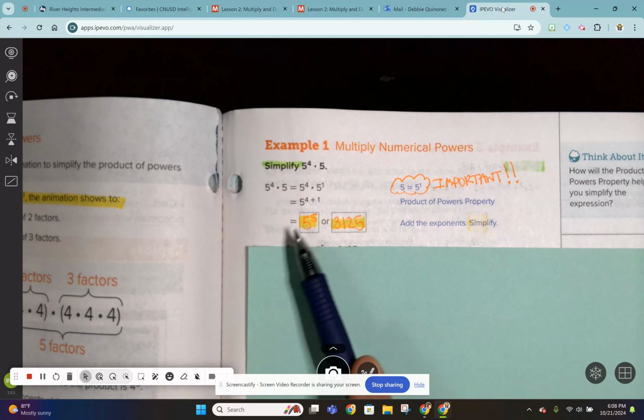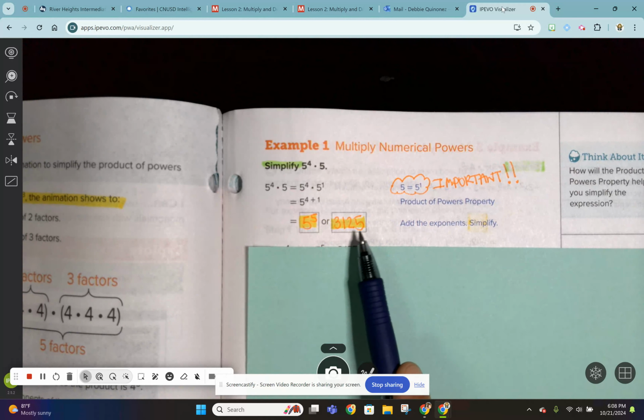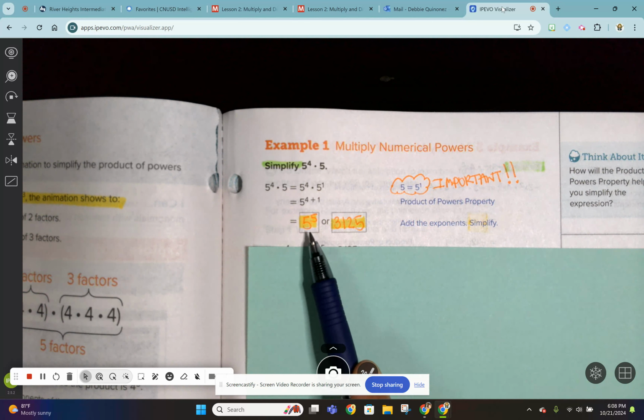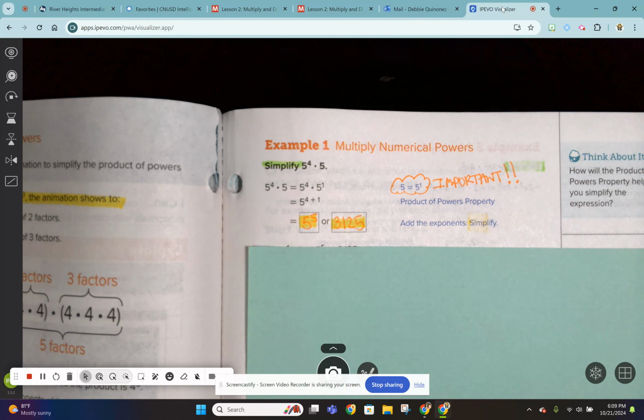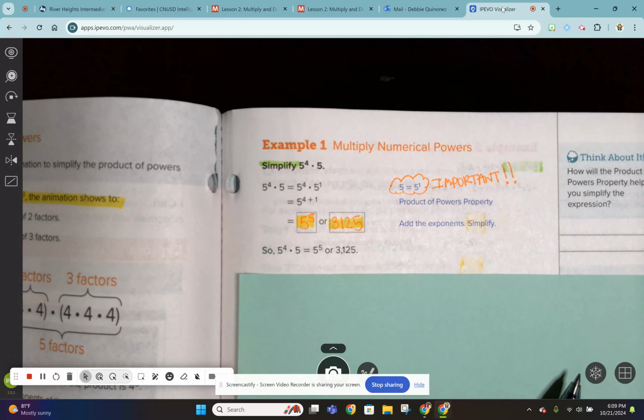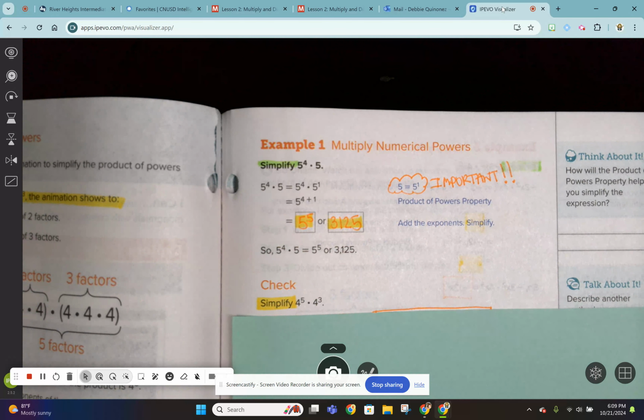If they ask you to multiply it all the way out, you would multiply 5 to the power of 5 using your calculator. But if they're just asking you to simplify it as 1 exponent, then you would leave that as 5 to the power of 5. Okay, and your homework will be specific when they ask you. And we're not using a calculator in class today, but you will definitely be allowed to use a calculator on your homework if you need to.